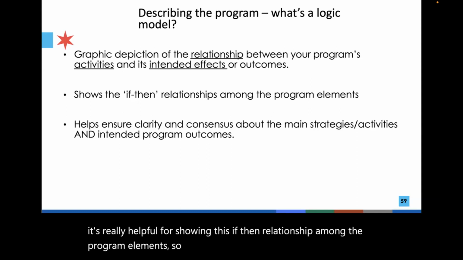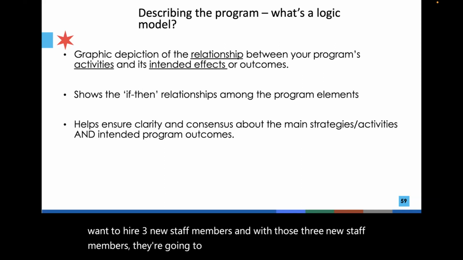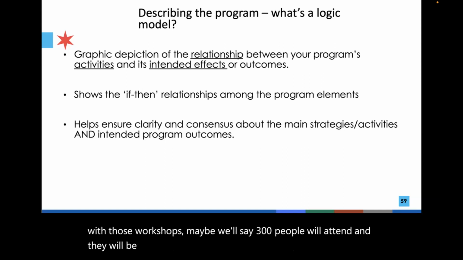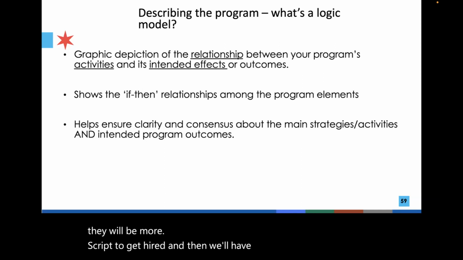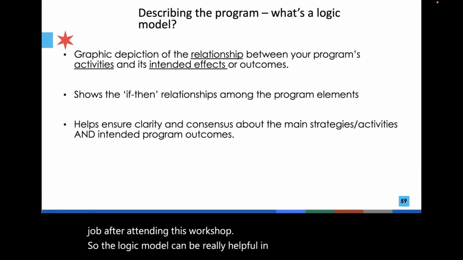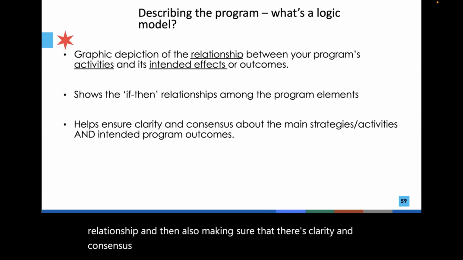So you could show that with this funding, you want to hire 3 new staff members. And with those 3 new staff members, they're going to implement a series of workshops. And with those workshops, maybe we'll say 300 people will attend and they will be more equipped to get hired. And then we'll have outcomes that 70% got a job after attending this workshop. So the logic model can be really helpful in laying out that relationship and also making sure that there's clarity and consensus about the main strategies, the activities, and the intended outcomes.